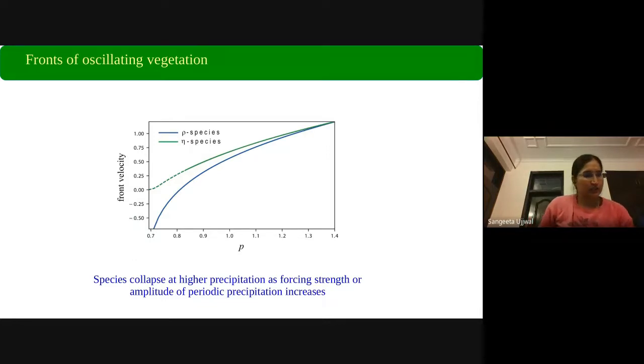So here we have plotted the front velocity. It shows similar behavior: the front velocity here is negative, showing that the front changes its direction, and the front velocity changes much more for rho species than the eta species. And the dashed line here shows that the vegetative front just disappears.